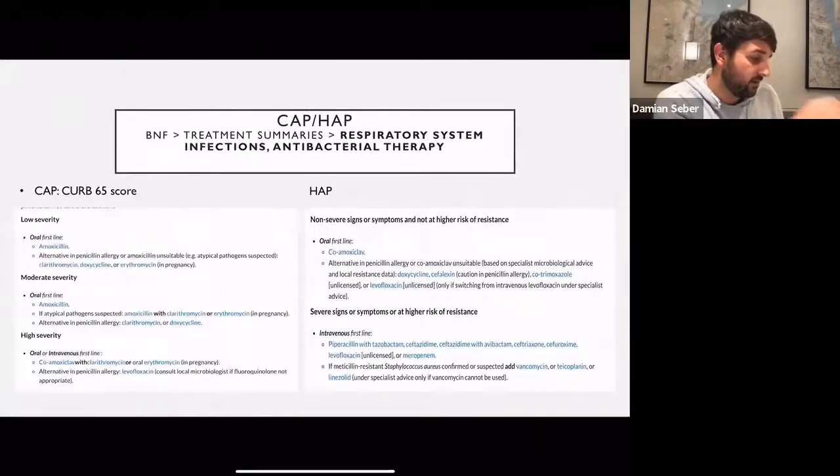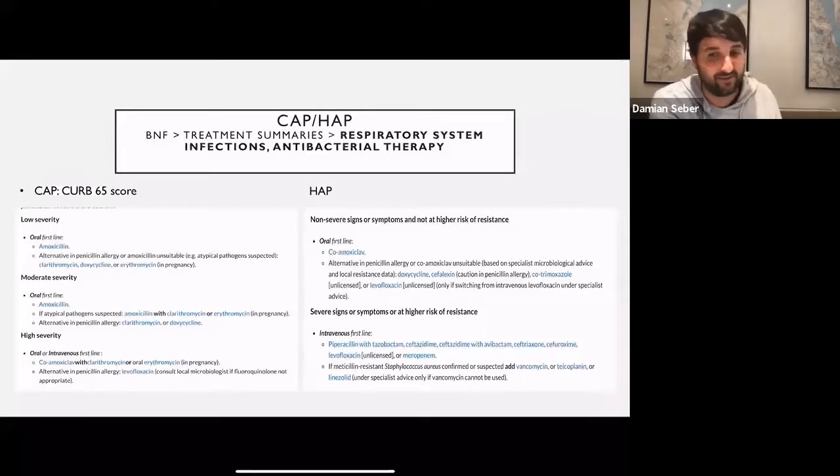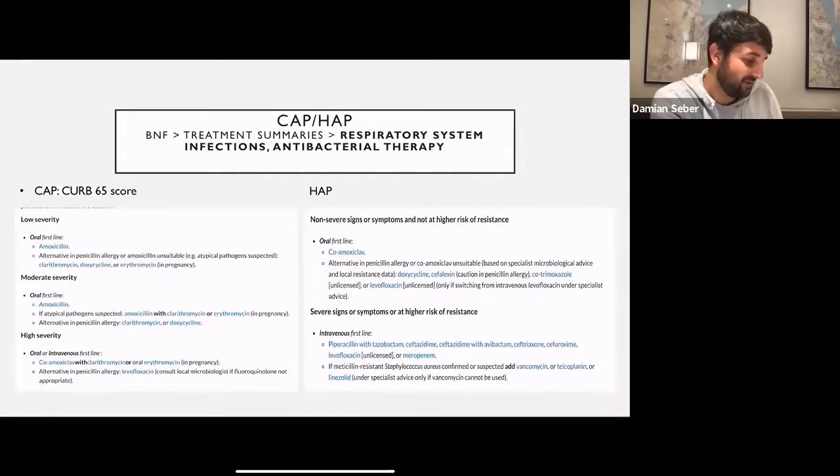In our FOSCE, it was a CAP, but then they recovered and then they came back in or something, and then it was a HAP, and it was all very weird. It was a very weird station, but FOSCEs are weird. Your real exams will obviously be tested better.